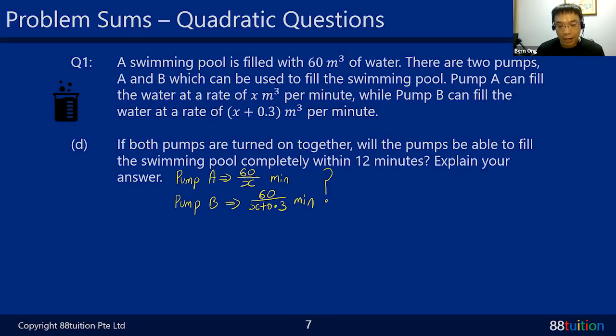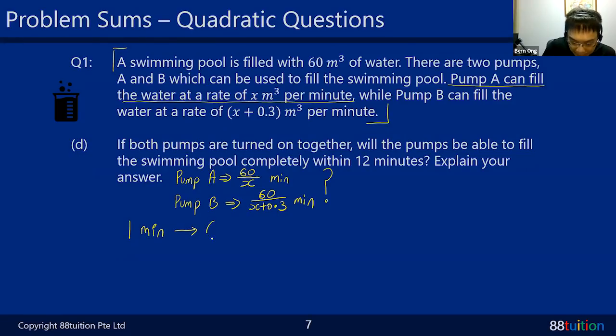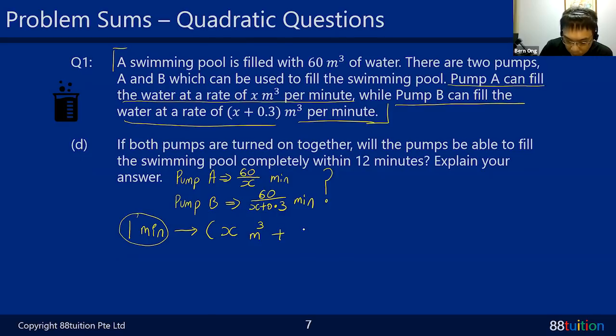You don't need, okay? Because down here, you are supposed to look back at your first part of the question. Pump A can fill the water at the rate of X cubic meter per minute. Means that in 1 minute, pump A can fill X meter cube of water. Is that true? Now you turn on pump B again. In the same 1 minute, pump B can fill X plus 0.3 meter cube in the same minute. Is that true or not?